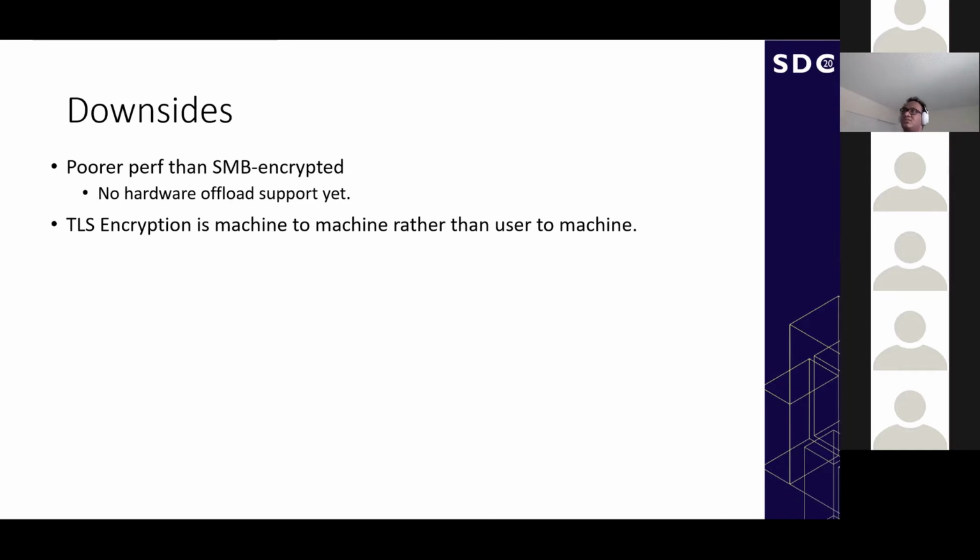Another thing to notice is that when SMB encryption is on, the session key that is derived to encrypt the traffic exchanged between the client and server is based on user to machine. Whereas with TLS, the TLS layer that QUIC uses is user agnostic, so it is machine to machine rather than user to machine.